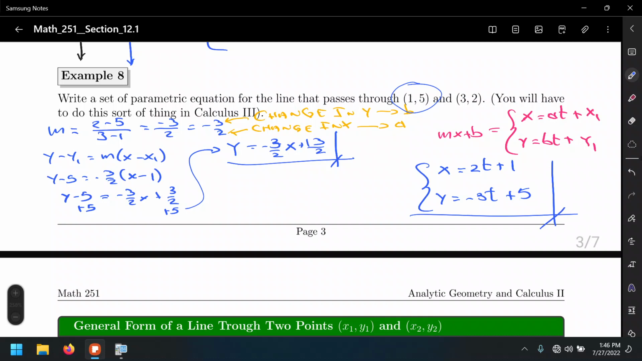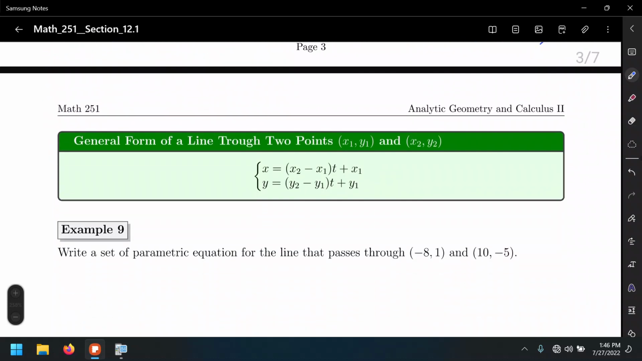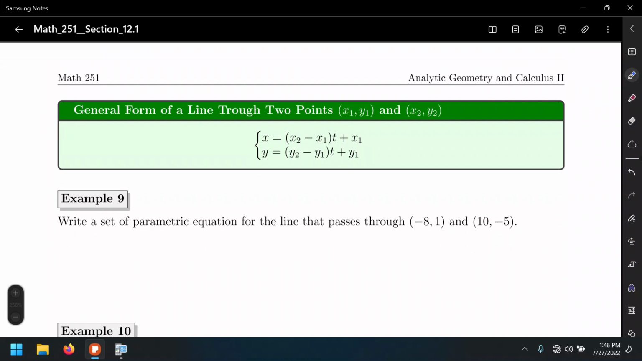And we're going to do a lot of this again in Calc 3. If you want a generalized way, without even finding the equation of the line, you can just use this formula: x2 minus x1 times t, and y2 minus y1 times t, and of course plus x1 and plus y1 respectively. You can just put that on your sheet of notes for the final exam, and there's really nothing crazy about this.